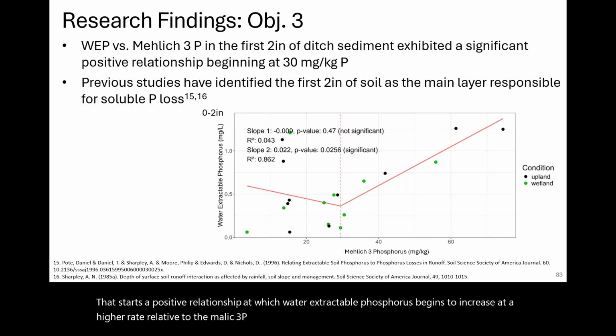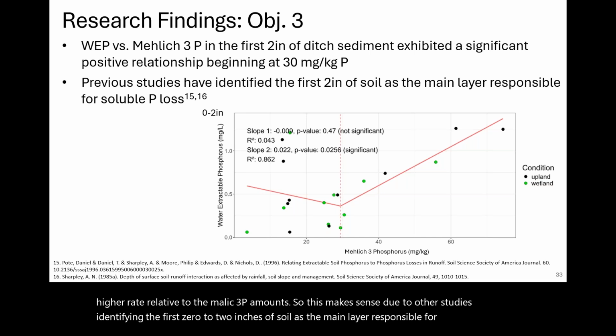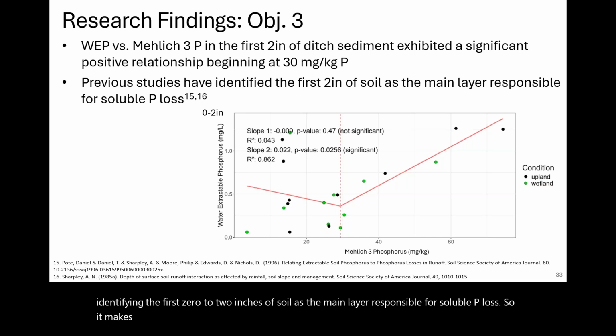And so this makes sense due to other studies identifying the first 0 to 2 inches of soil as the main layer responsible for soluble P loss. So it makes sense in this instance that the most significant relationship we observed was also at 0 to 2 inches of sediment.